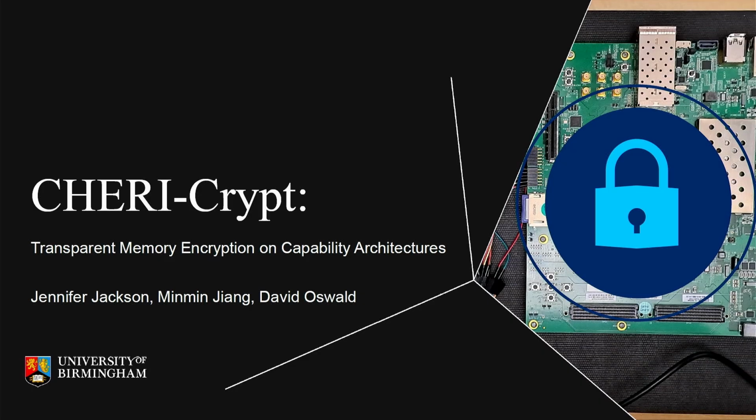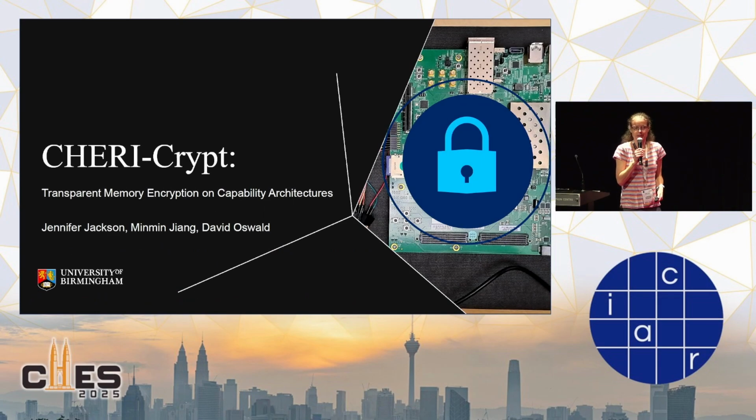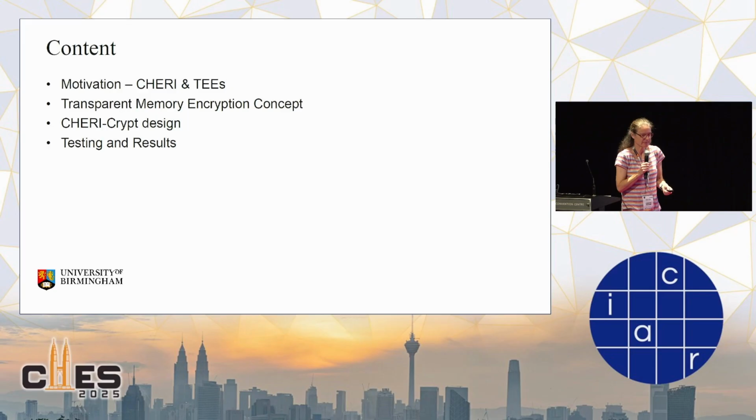Okay, I'm Jennifer Jackson from the University of Birmingham in the UK, and I'm going to be talking about CHERI-Crypt, which is about transparent memory encryption on capability architectures. I'll start off by talking about the motivation behind the work, with a focus on CHERI capability architectures for trusted enclave execution. And then I'll talk about the transparent memory encryption concept, then the CHERI-Crypt hardware design and the results from our proof of concept testing.